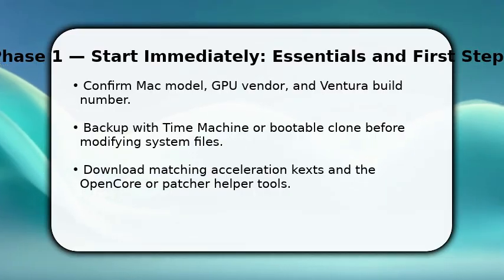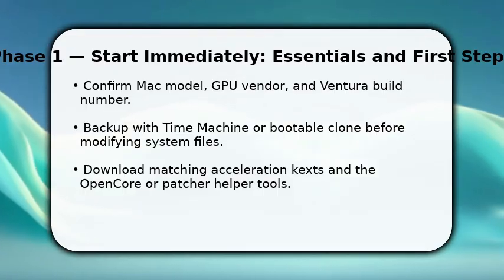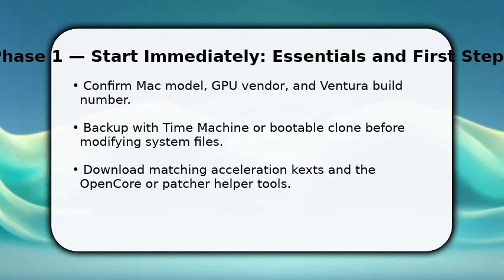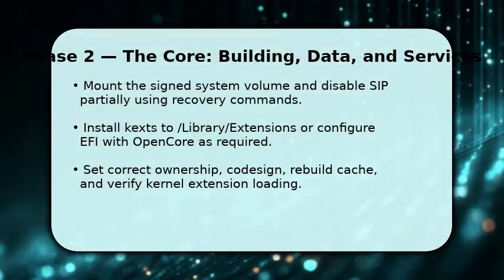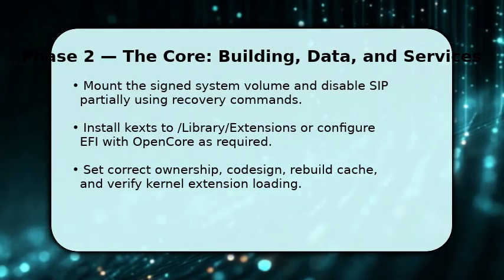Begin by mounting the system volume and copying kexts to a safe folder. This prepares you for the live install step coming next. You'll now mount the signed system volume and then temporarily adjust SIP to allow kext installation. Follow the recovery command sequence carefully.